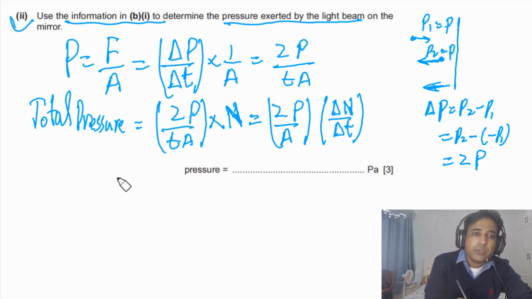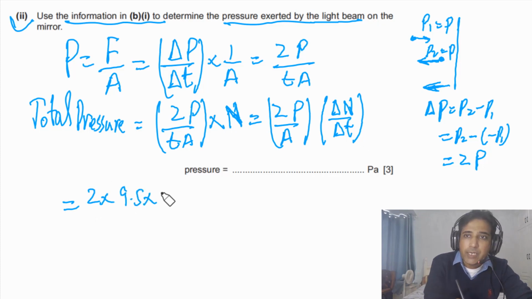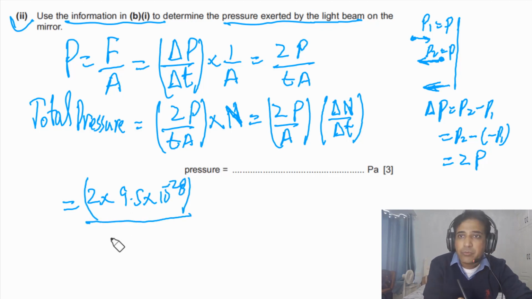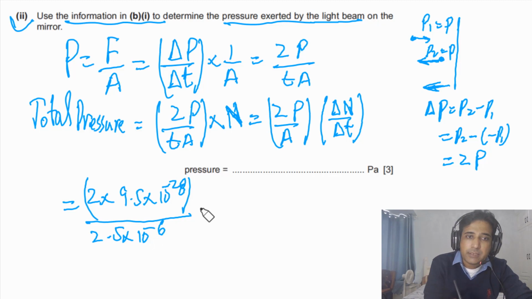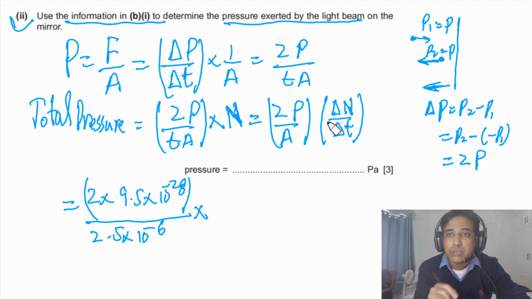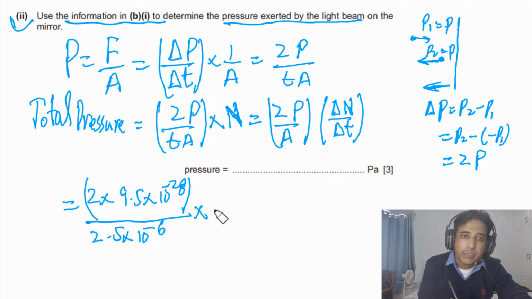Now simply we need to plug in values. We have 2, and the momentum of a photon, that was 9.5 times 10 to minus 28, divided by the cross sectional area that is given to us in the last part, 2.5 times 10 to minus 6, and the number of photons per second we have already calculated, that was equal to 1.4 times 10 to 15.